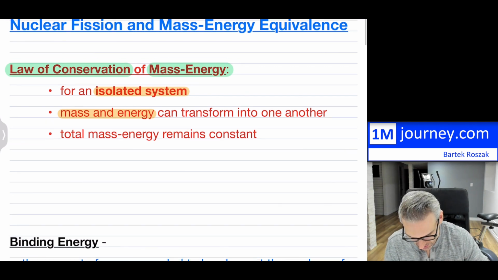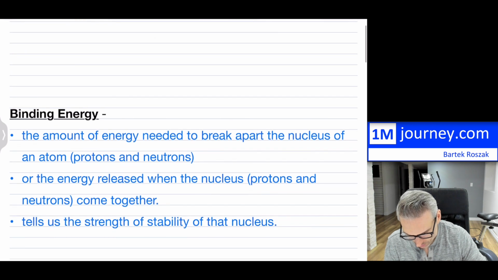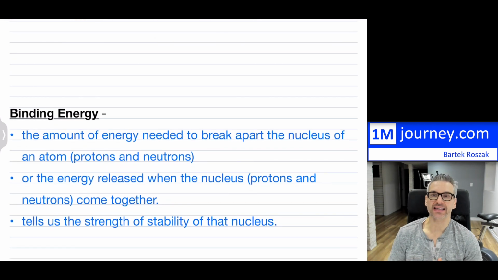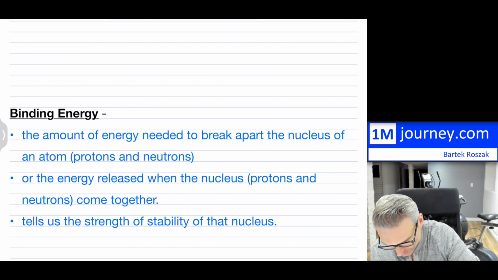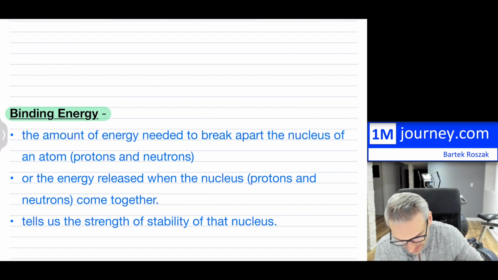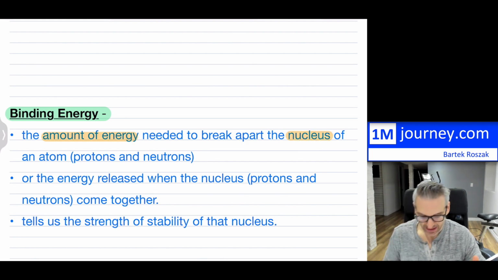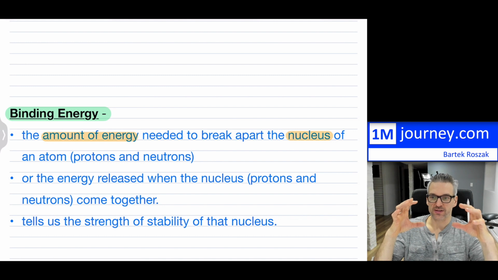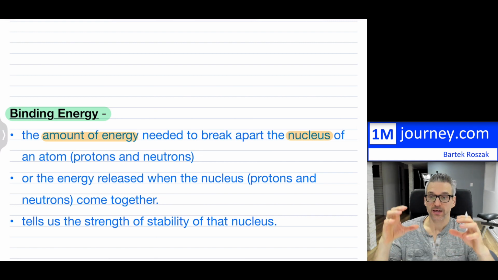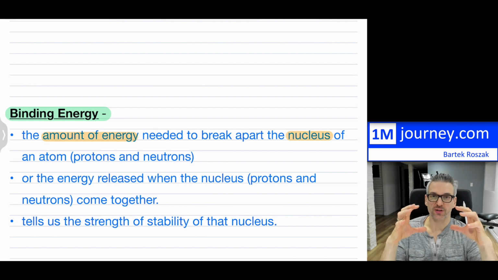Now, let's dive into binding energy. What exactly is this binding energy? Well, binding energy is simply the amount of energy that you would need in order to break apart the nucleus of an atom. And as you know, the nucleus itself is made up of protons and neutrons, or nucleons, if you just use the general term. So protons and neutrons are bound in, and they're held together by certain nuclear forces.